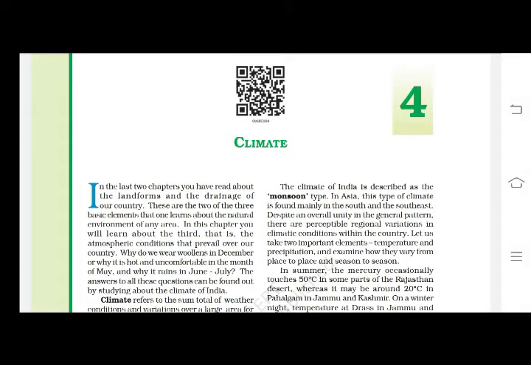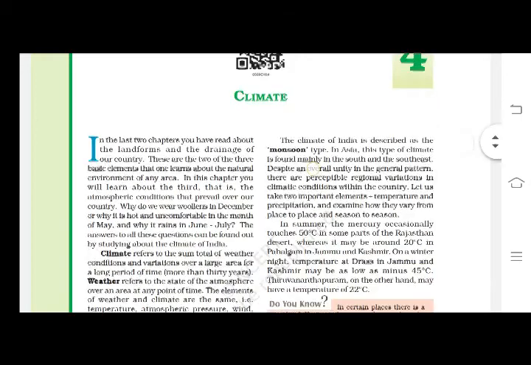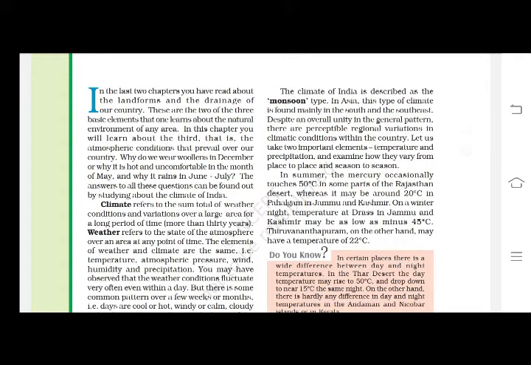We had studied previously India's size, location, the physical features of India, the drainage, the landforms of India. Now we are going to study chapter number 4, that is climate. What is climate and what is the meaning of climate? First of all, we are going to see the definition of climate. If you are studying chapter number 4, climate, you have to know the meaning of climate.